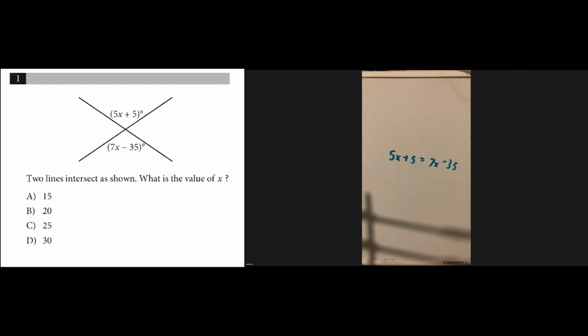So now we just have to find what the value of x is. We subtract 5x from both sides. We get 5 equals 2x minus 35. We add 35 to both sides, which gets us 40 is equal to 2x. And then we divide by 2, which gets us x is equal to 20. And so the correct answer is B.